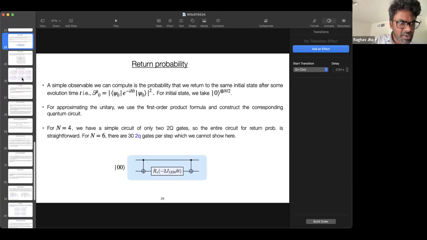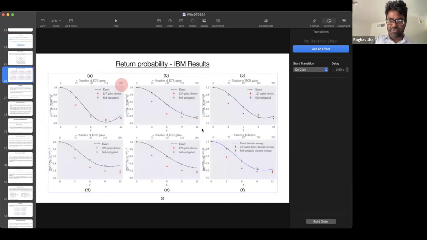So let's look at it. Okay. So the red points are off from the exact curve, right? There's no agreement between the red and the black ones, literally at some random points where it becomes too small. So I would say that the self-mitigation we did was the real difference.